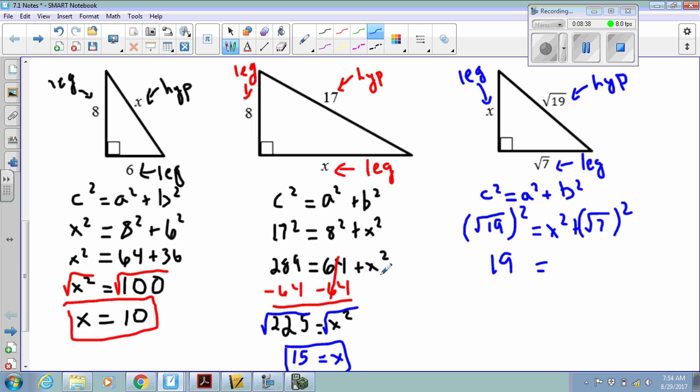The reason being is, remember when we took the square root of a squared, basically we said that it canceled out. You're doing the same thing, just kind of reverse. So we have a square root and our square, and they basically cancel each other out.